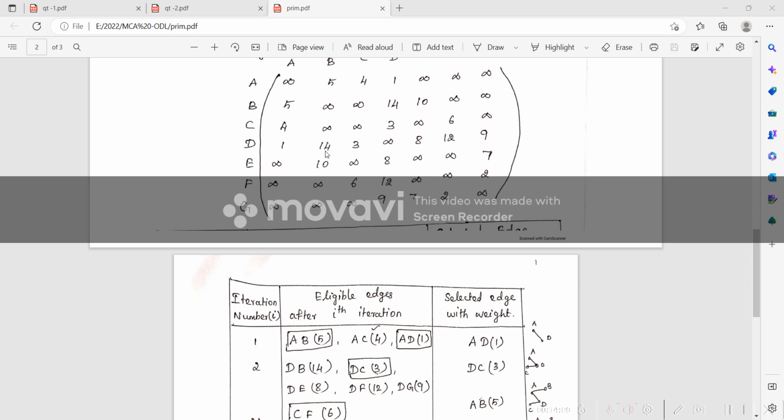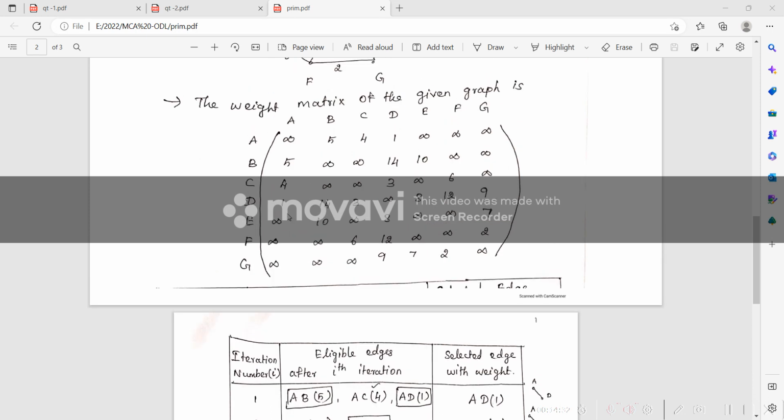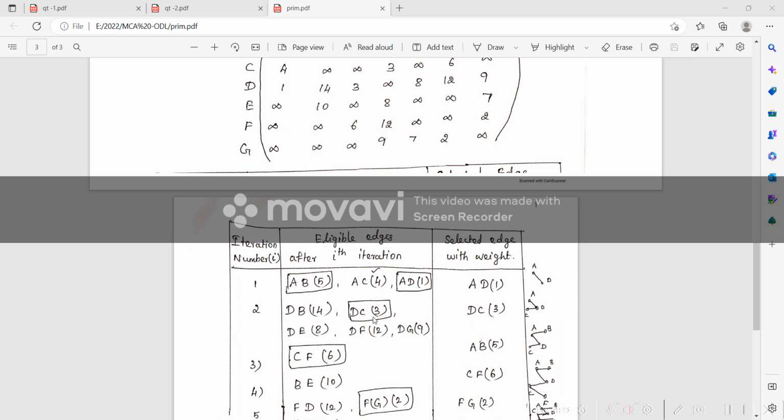So totally we have 1, 2, 3, 4, 5, 6. In that this one is already selected between A to D. That is already selected, isn't it? So don't repeat that one. So remaining things we have to write. So D to B 14, D to C 3, D to E 8, D to F 12, D to G 9. Okay, so all those things are mentioned here.